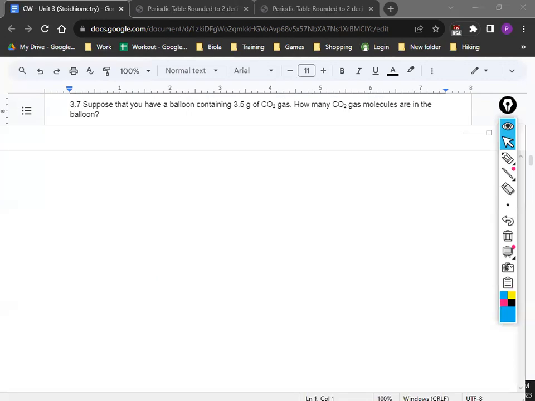It says our starting number is 3.5 grams of carbon dioxide gas. So we're going to start with 3.5 grams of CO2, and then we want to turn it into molecules. I'm going to very quickly give you the conversion factors. The first conversion is from grams to moles. We get this number by finding the molar mass of CO2.